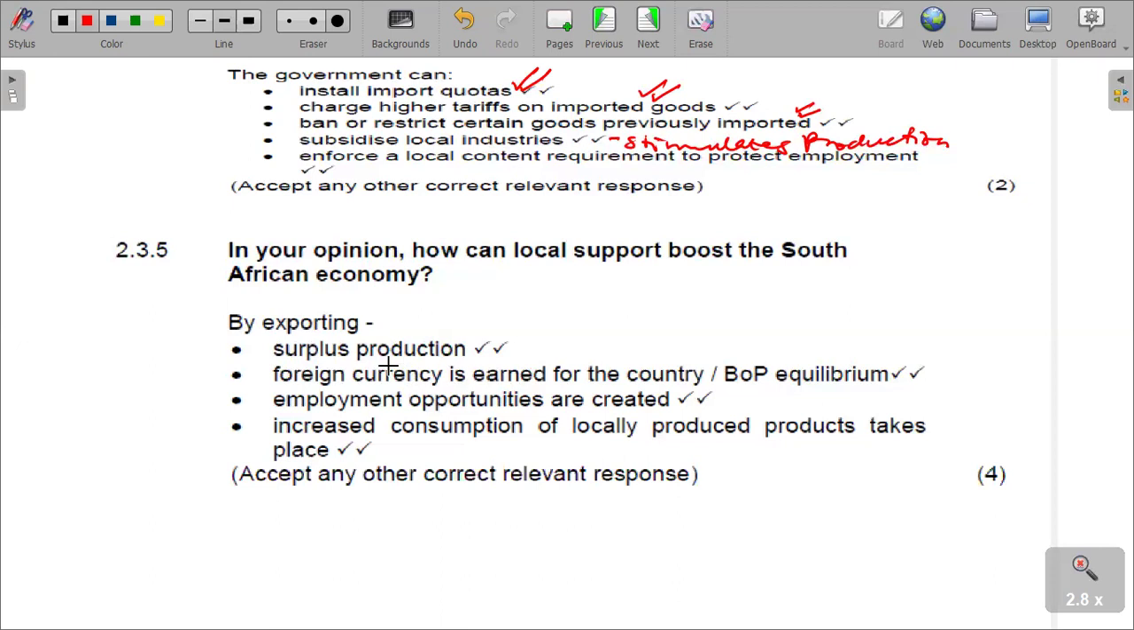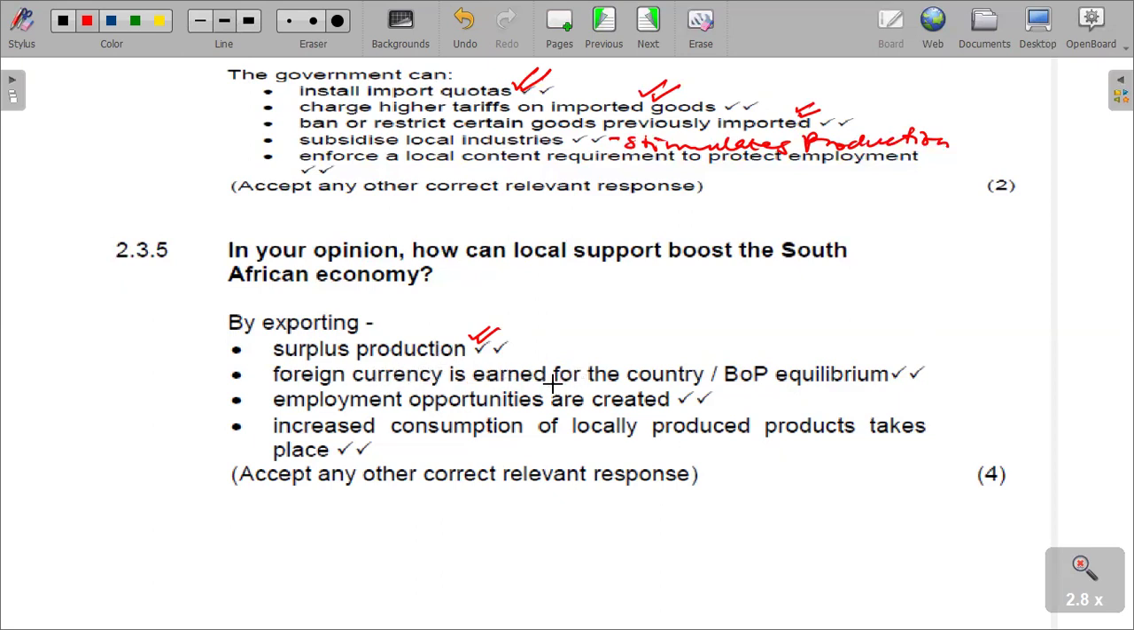How does local support boost the South African economy? If government supports local businesses, how does that improve our local economy? Our local economy is also boosted by promoting exportation. Exportation increases surplus production, which means there is an increase in the production of goods and services in order to meet foreign demand. So foreign demand is also being met as more goods are produced. That is point number one.